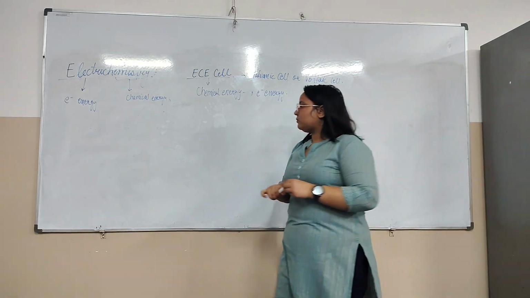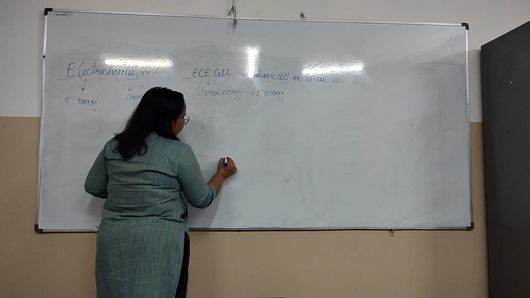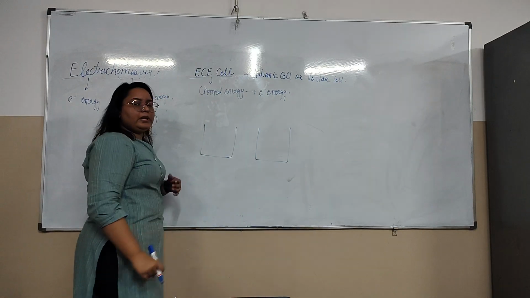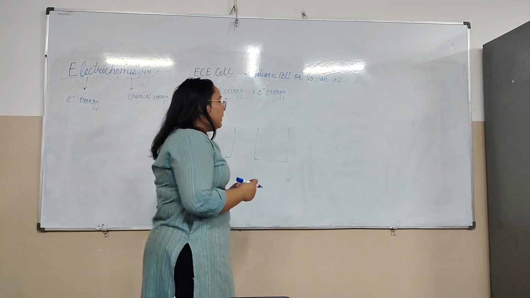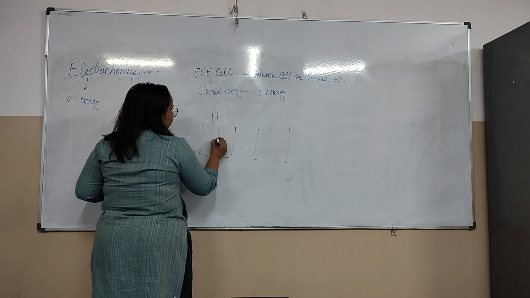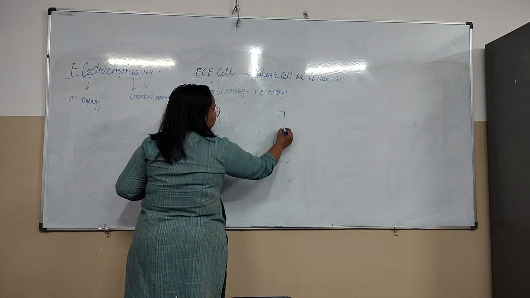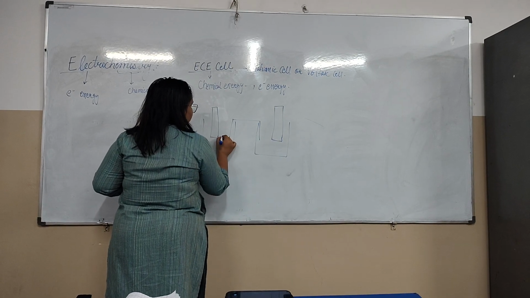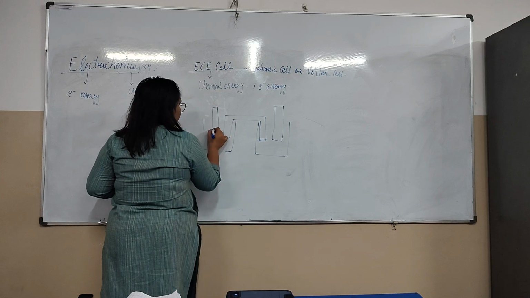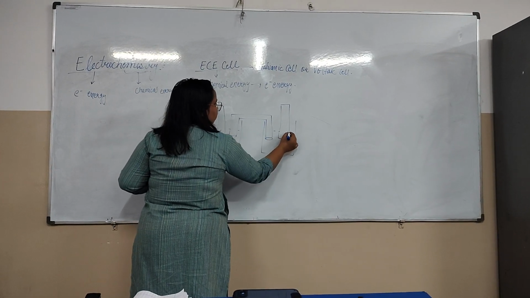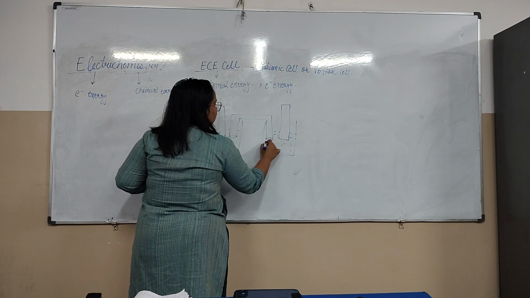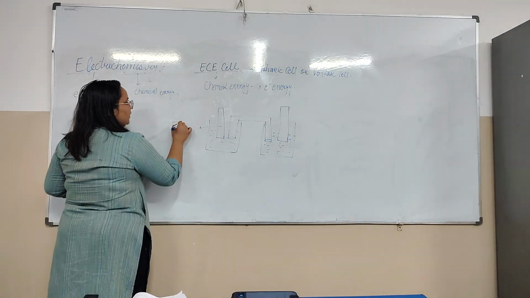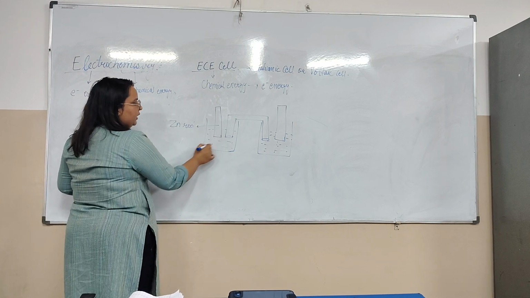In this, first we will see construction. We will take two half cells. As you know, to make a cell we need two electrodes, anode and cathode. Here also we will do the same thing. We are discussing the Daniel cell. Now in the Daniel cell, what are we doing? We are taking a zinc rod. This zinc rod is dipped in zinc sulfate solution.